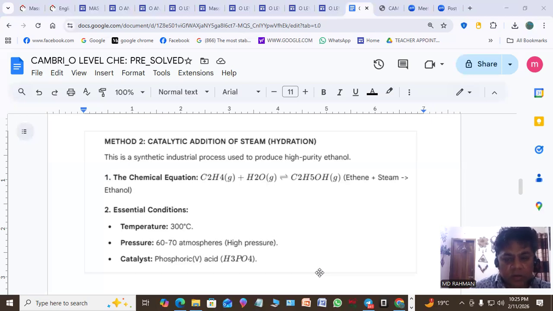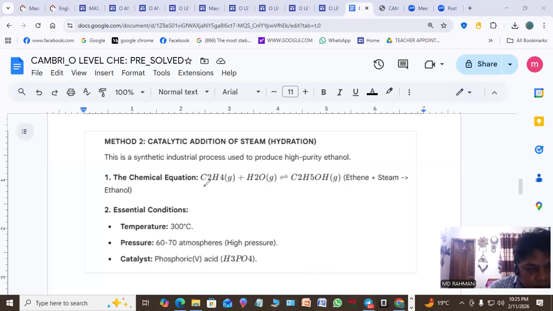So why do we call this the catalytic addition of steam? What is the other name of the process used in the industrial production of ethanol? You should keep in mind the process is catalytic addition of steam, that is hydration. Hydration means addition of hydrogen. So you can see the chemical reaction here.